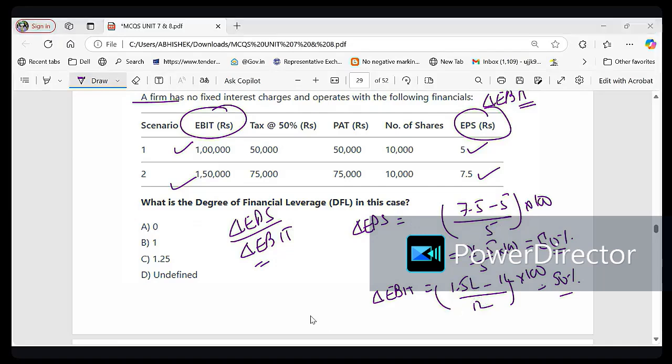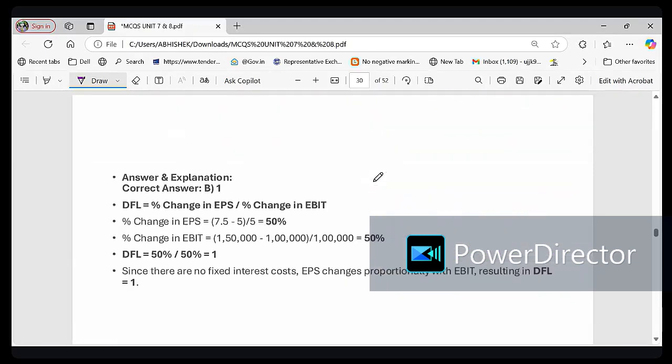Yes, option B is the correct answer. It will be equal to 1. Very good. Right. So why is it 1? Because both are moving in the same way. Because EBIT is growing by 50%, EPS is also growing by 50%. So no interest, no financial leverage, DFL is 1. That is the point.